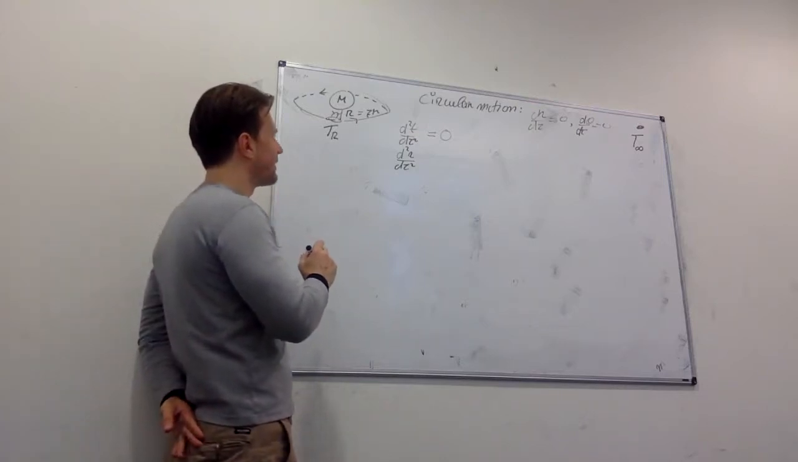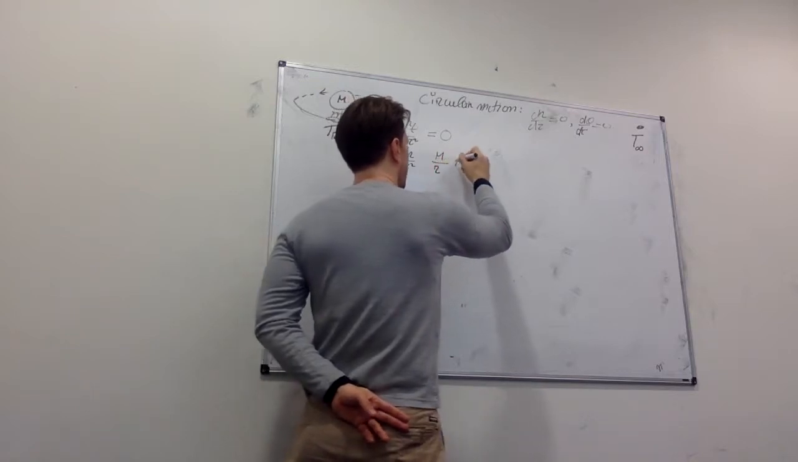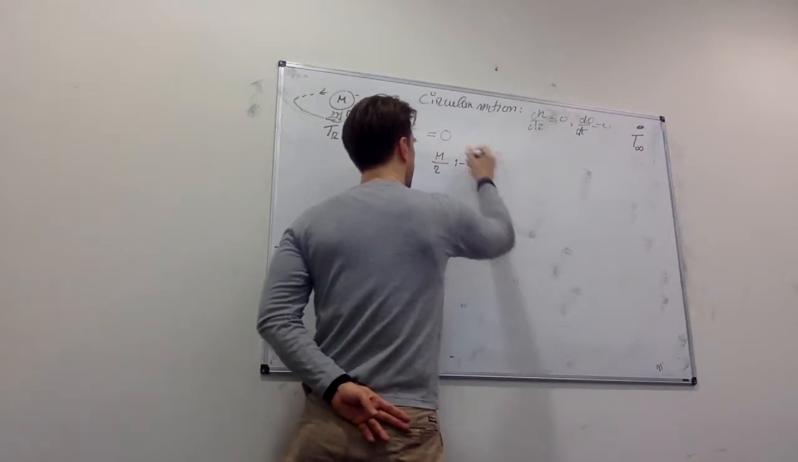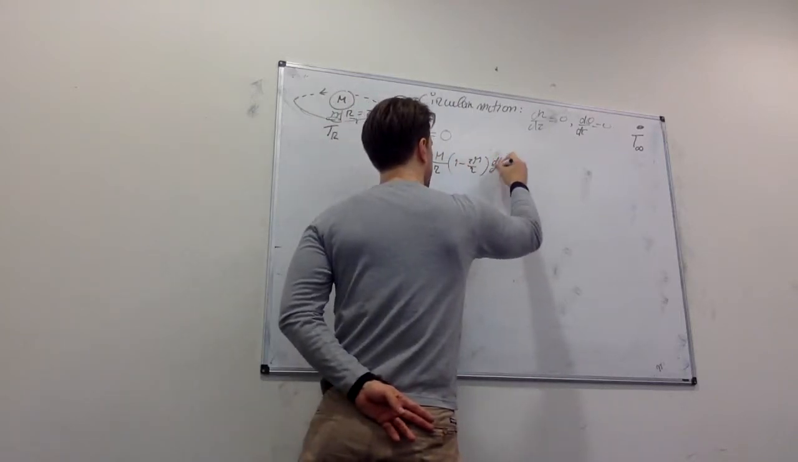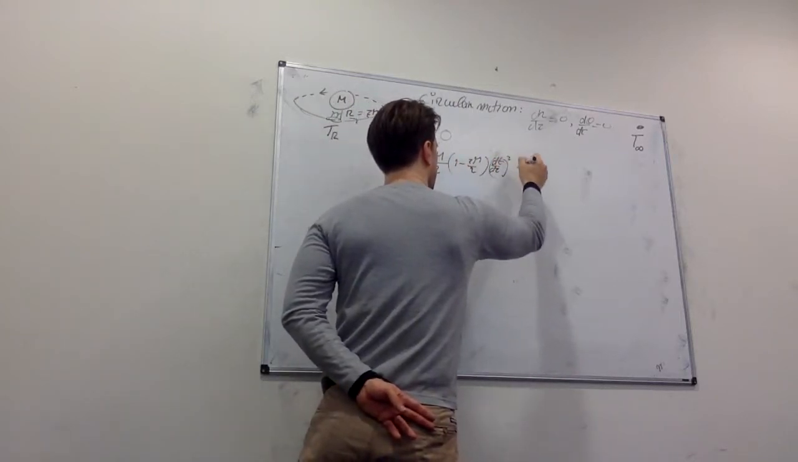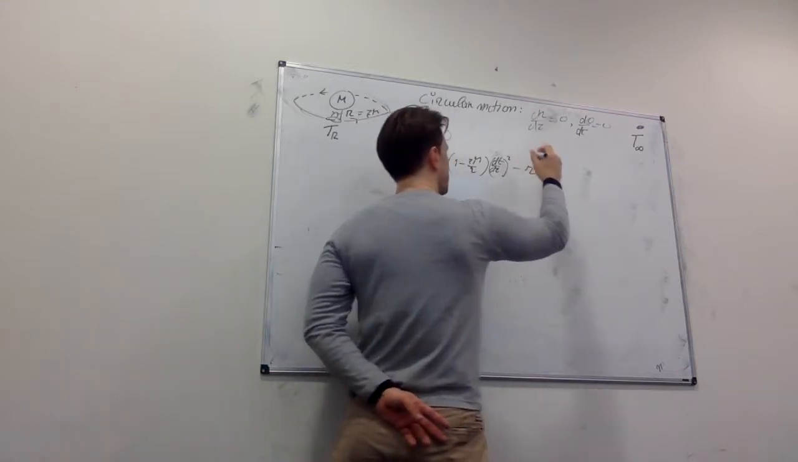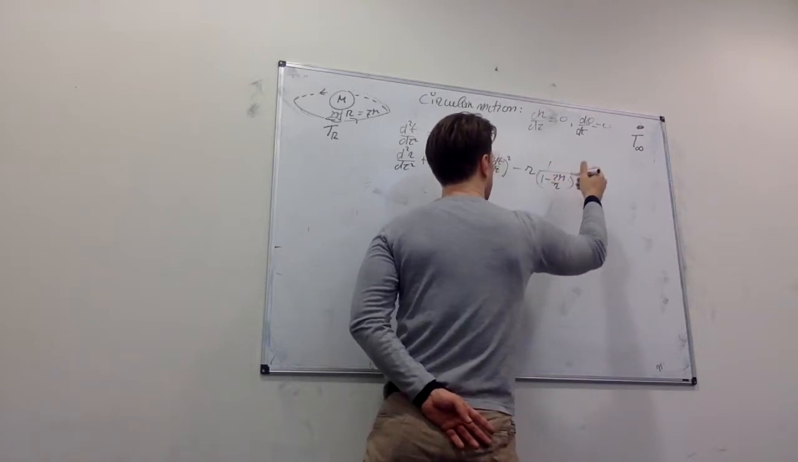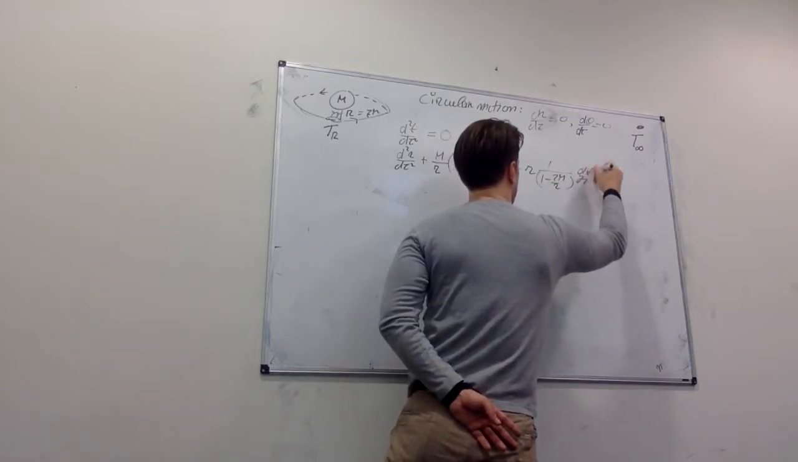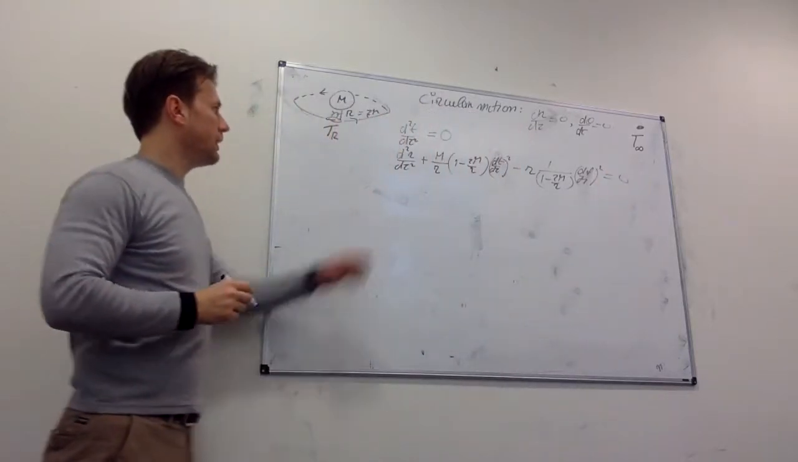M over r times 1 minus 2M over r, dt d tau squared. And then minus r times 1 minus 2M over r, and d phi d tau, I'm sure. And all of this is 0? Yeah. Okay. And this is 0.